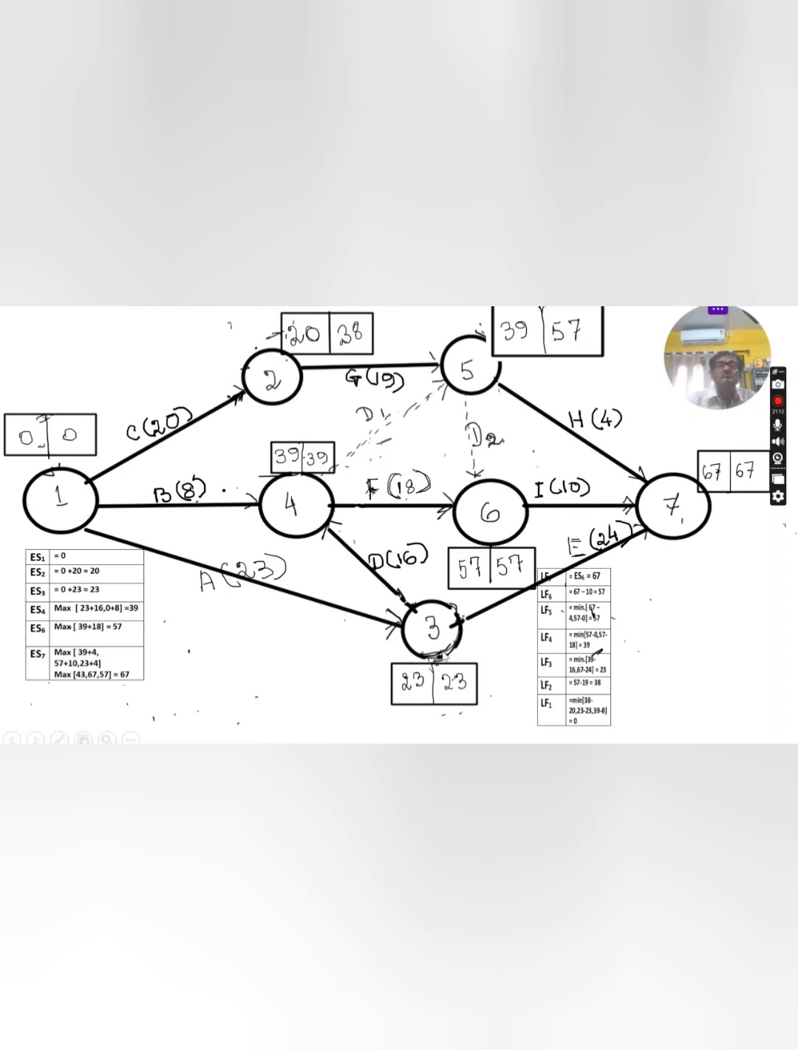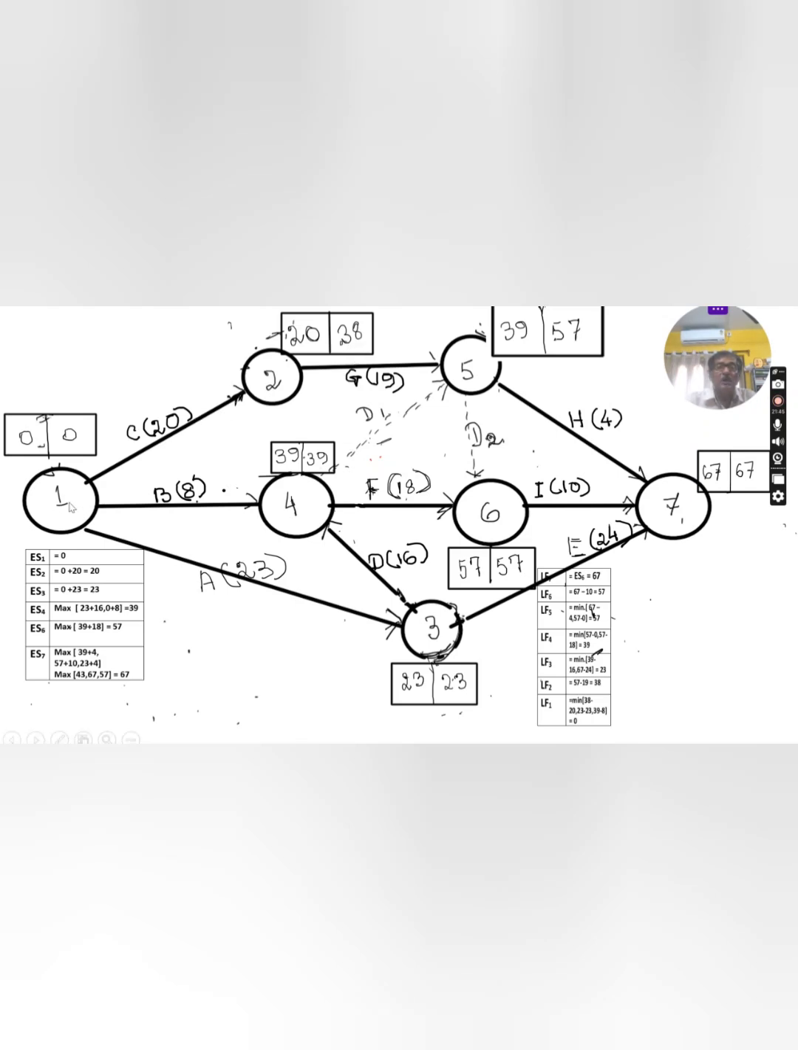Now S2. Only one activity is coming out from this node. That's why the latest finish time is 57 minus 19, because you have to complete this task also. So what is the latest time at which you can start? 57 minus 19 is 38.